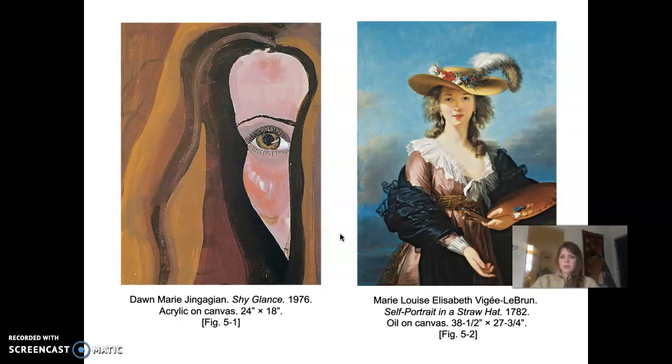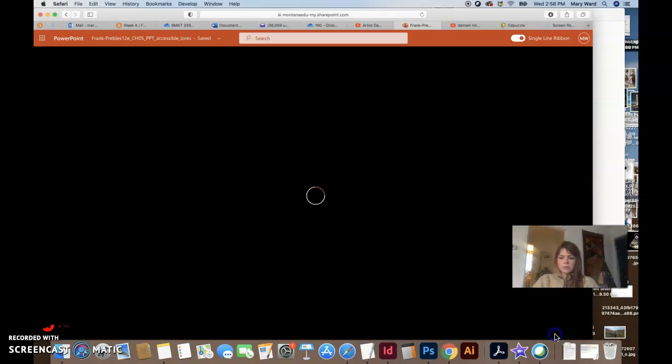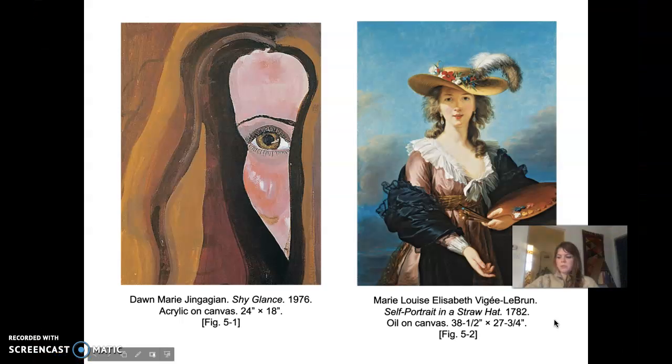So we're going to compare these two pieces here. Can you tell right off the bat who would have been a leading painter in the 18th century? It's actually quite obvious. It's the one on the right. Shy Glance is the one on the left, and that's from 1976. It's acrylic on canvas. And Self-Portrait in a Straw Hat is from 1782, oil on canvas.